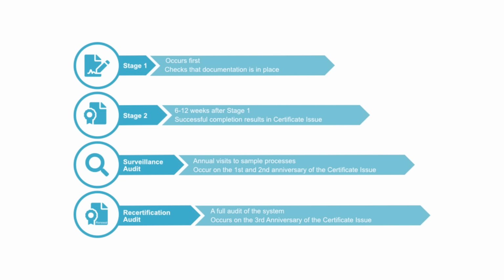From that point, the certificate is valid for 3 years, and annually you'll have a surveillance audit. So the first surveillance audit will happen a year after, the second surveillance audit will happen the year after that, and then in the 3rd year, which is when the certificate is due to expire, you'll have a recertification audit.